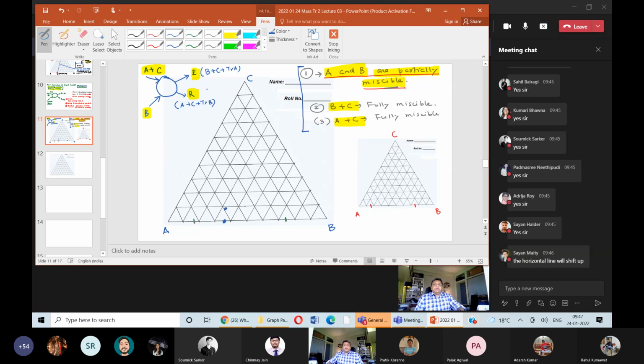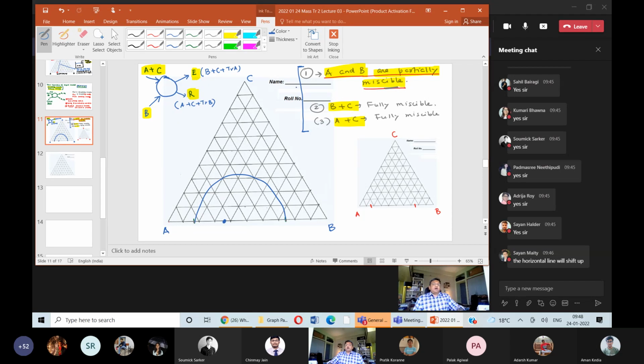So just give me a couple of minutes. Okay, let us do it in a slightly different way. Let me just tell what will happen. You will actually see an immiscibility envelope now like this. This will be your immiscibility envelope. And what will happen?